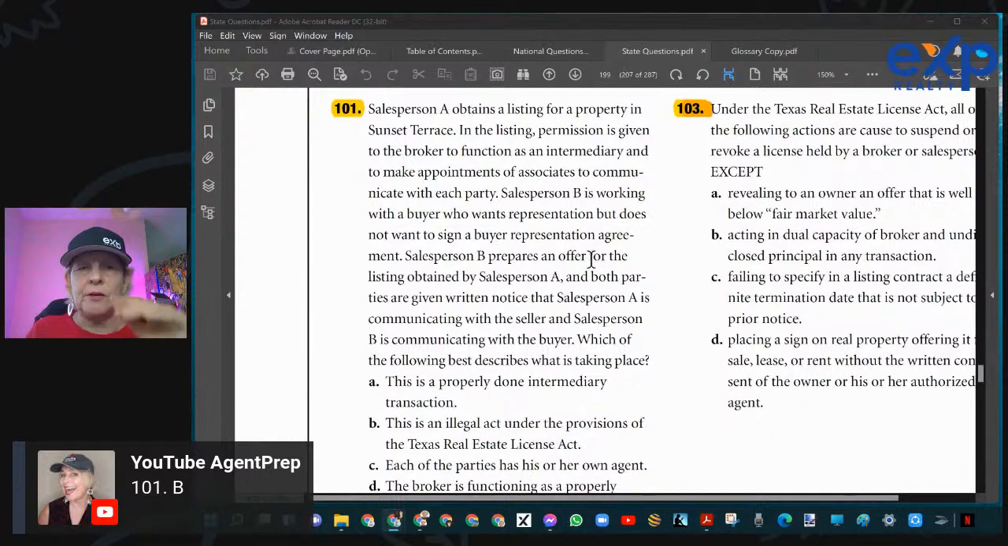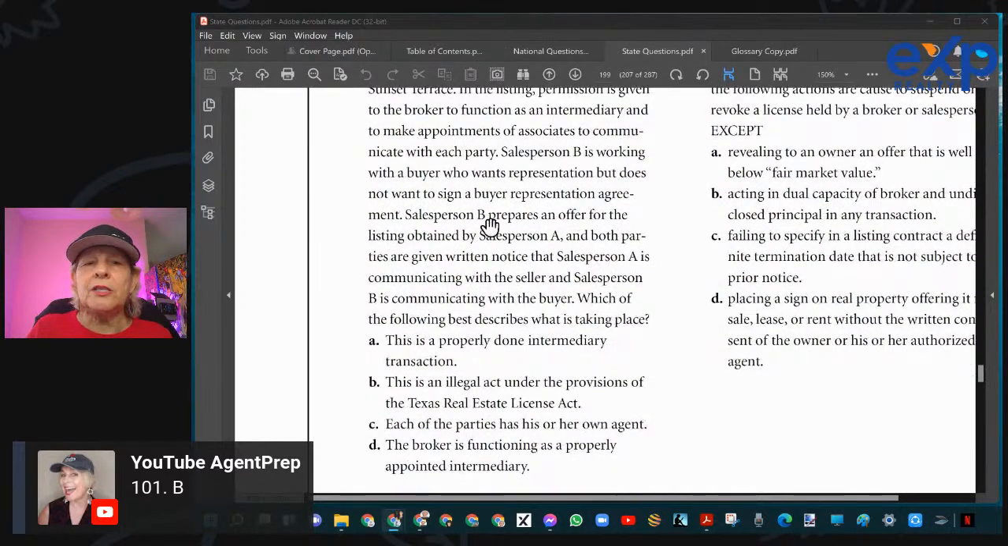Okay, not different brokers. In this case, it was on Sunset Terrace, and the listing permission is given to the broker to function as intermediary. Okay, the listing can say that. However, there is no buyer agreement that says they can function as intermediary because the buyer is not represented.